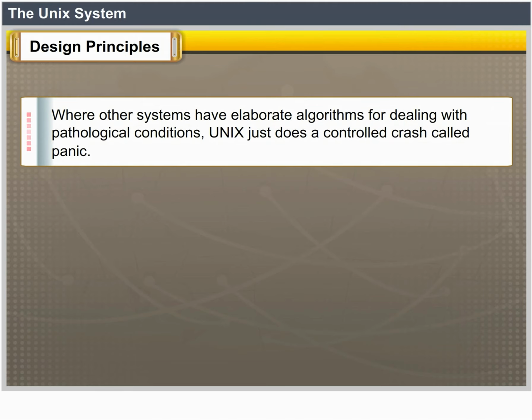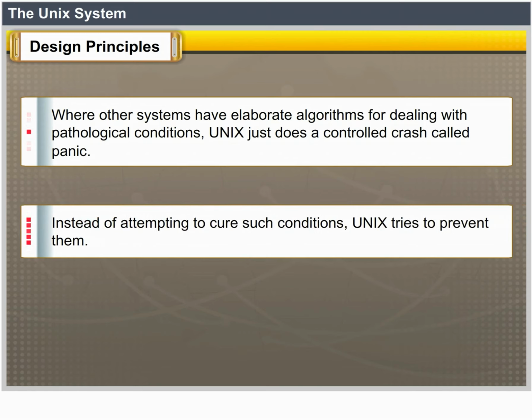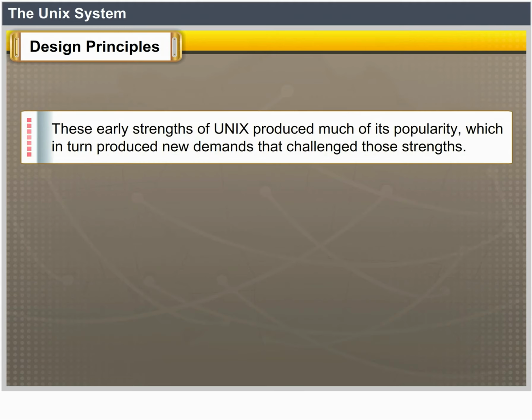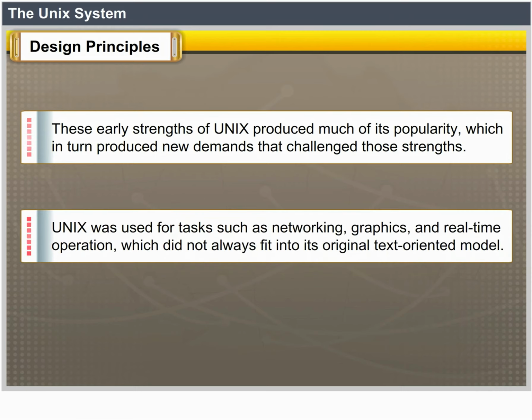Instead of attempting to cure such conditions, Unix tries to prevent them. Where other systems would use brute force or macro expansion, Unix mostly has had to develop more subtle or at least simpler approaches. These early strengths of Unix produced much of its popularity, which in turn produced new demands that challenged those strengths. Unix was used for tasks such as networking, graphics, and real-time operation, which did not always fit into its original text-oriented model.